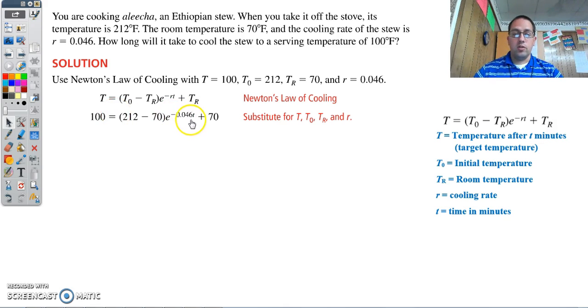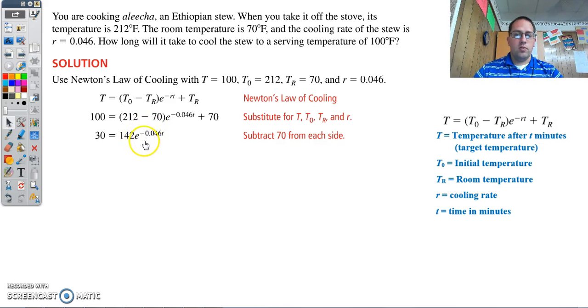Now we need to solve this. We're solving for t, because remember, e is not a variable. e is a number. It is approximately 2.71828. All right. So subtract 70 from both sides, and also simplify this, and we end up with 30 equals 142 times e to the negative 0.046t.